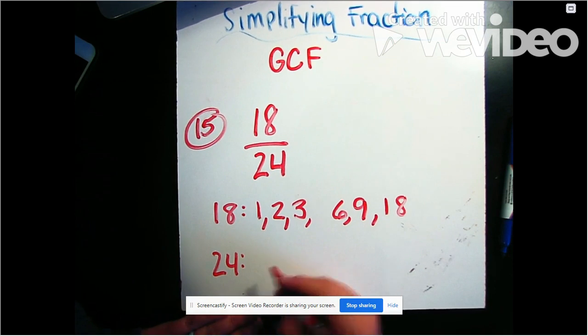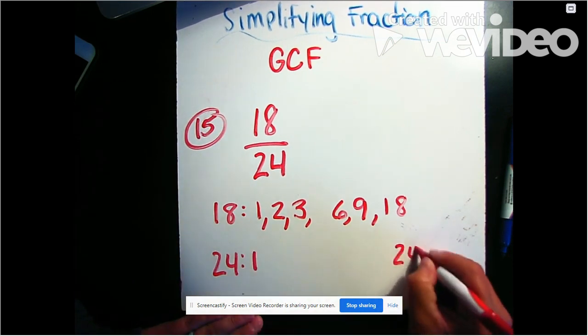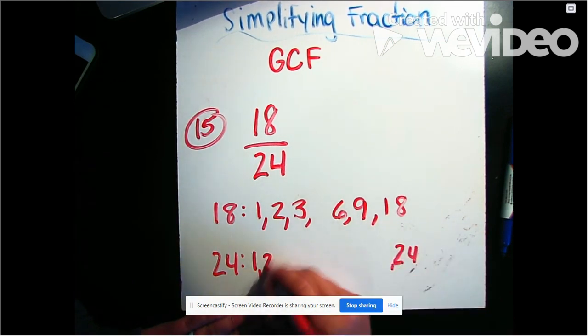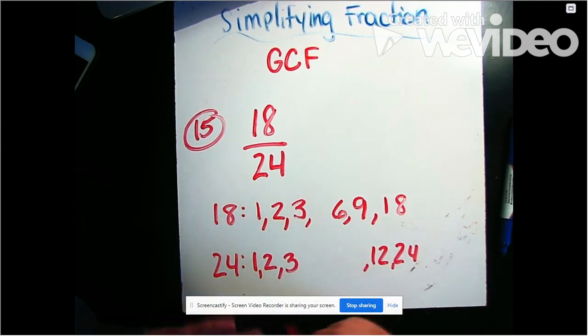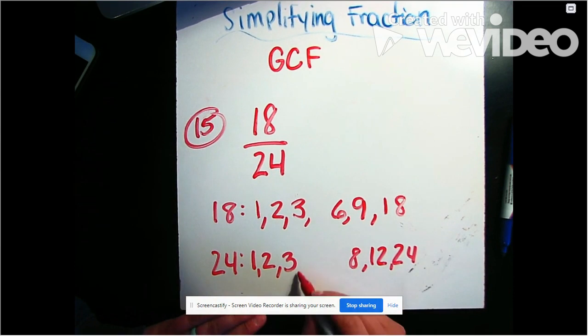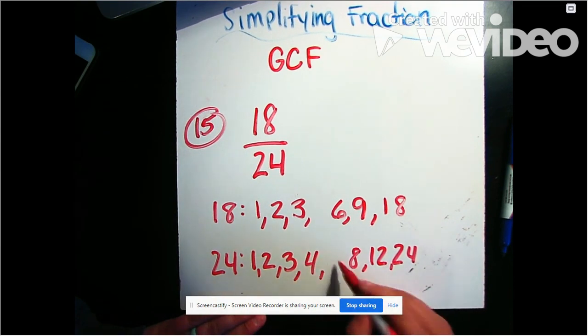So let's do 24. 1 and 24. 2 and 12. 3 times 8. 4 times 6.